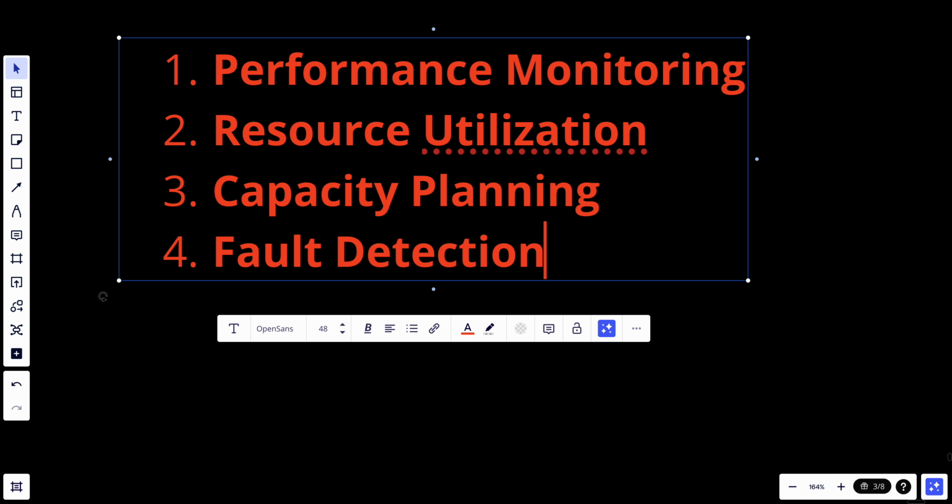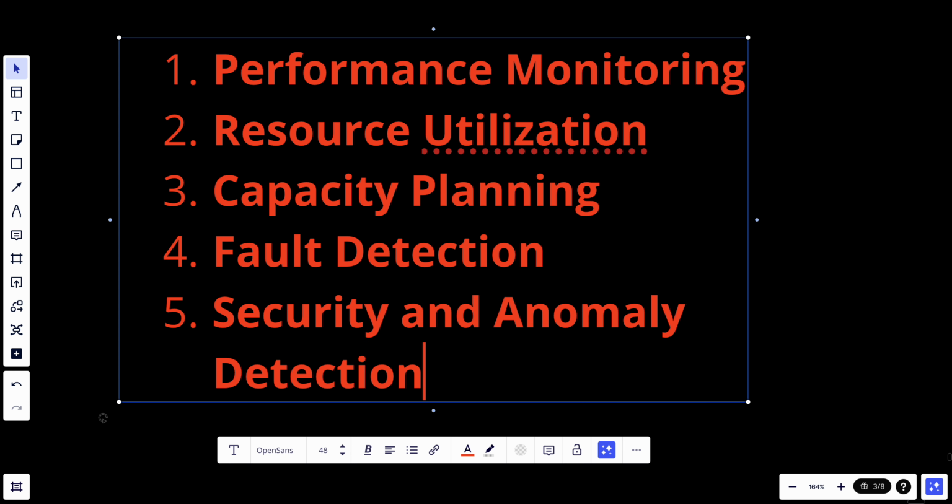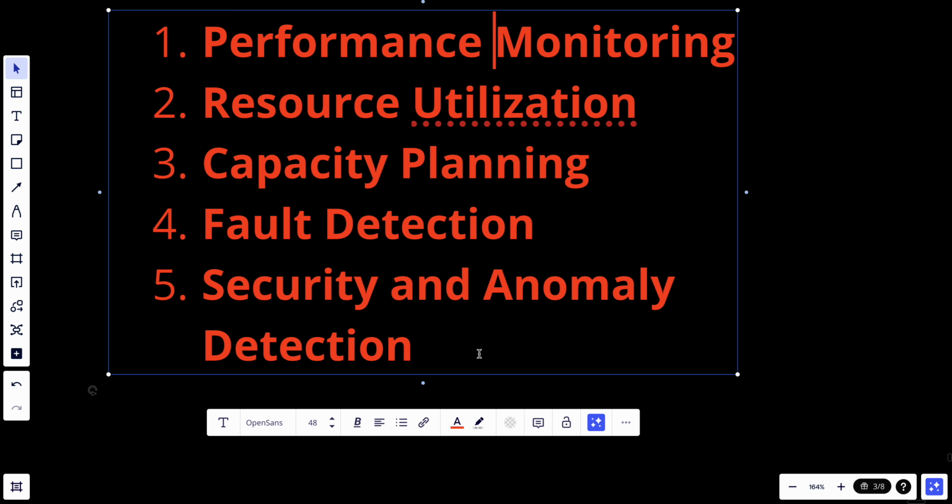Lastly, we could talk about security and anomaly detection. Metrics can be used to monitor security-related events such as unauthorized access attempts or unusual patterns of behavior, aiding in the detection of security breaches. So this is why we need metrics.